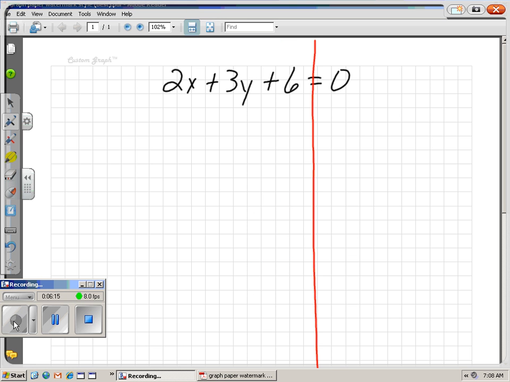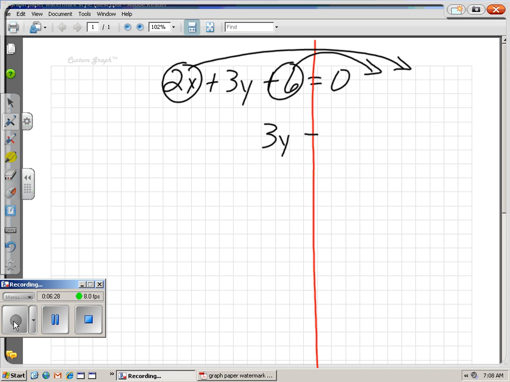Alright, same problem. I'm just doing it using that little shortcut. Remember, if you jump a term across the fence, it changes sign. So same thing. I'm going to move the 6 to the other side of the fence, and I'm going to move the 2x to the other side of the fence. So I have 3y equals, I want my x term to come first, but remember, it jumped across the fence, so it became negative instead of positive.